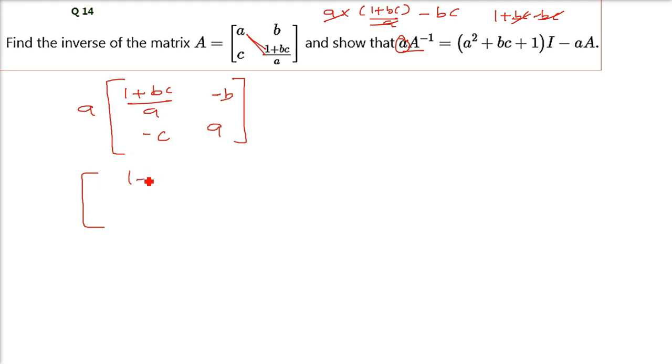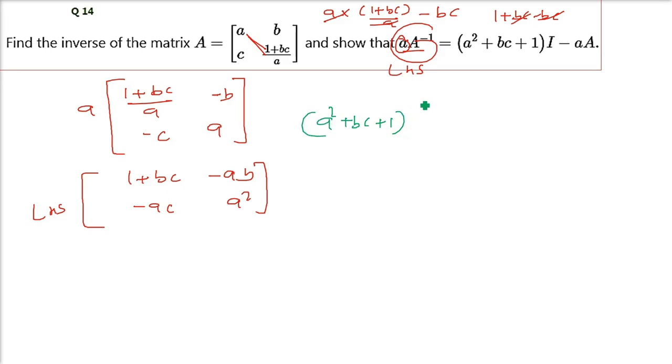1 plus BC, A gets cancelled. This is going to be minus AB. This is going to be minus AC. This is going to be A squared. This is your left hand side. Now coming to the right hand side, RHS will be A squared plus BC plus 1 multiplied by identity matrix.